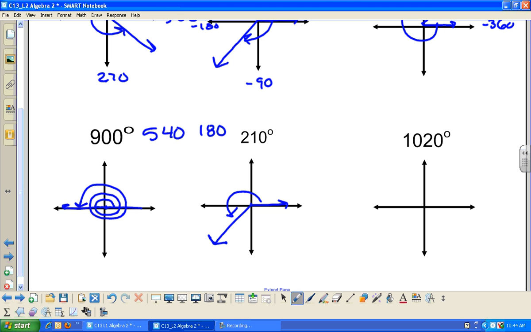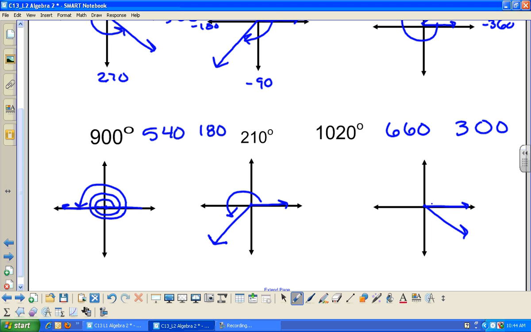1020. Whenever you have a number that's greater than 360, you always should first subtract circles to see where the terminal side is. So if I take 360 from 1020, I have 660. And I take 360 away from that, I have 300. So my terminal side will be in the fourth quadrant because it's in between 270 and 360.